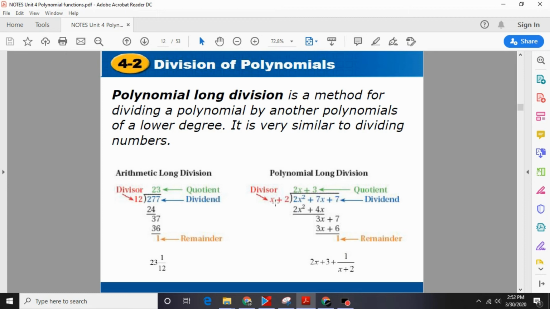You have x. x times what value is 3x? Well, that's going to be 3. Distribute the 3 across x plus 2, and you get 3x plus 6, and you get a remainder of 1. So since the degree of the remainder is now less than the degree of the divisor, meaning that this value has no single x values in it, we'll call that the final remainder. And so then you have the quotient, which was 2x plus 3, plus the remainder, which is 1, divided by the original divisor, which is x plus 2.